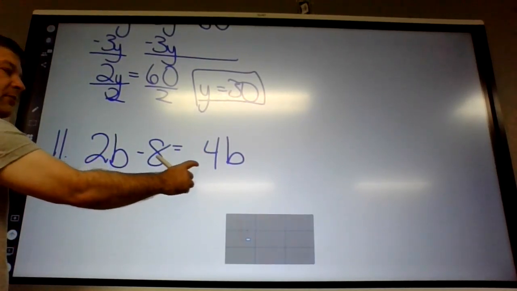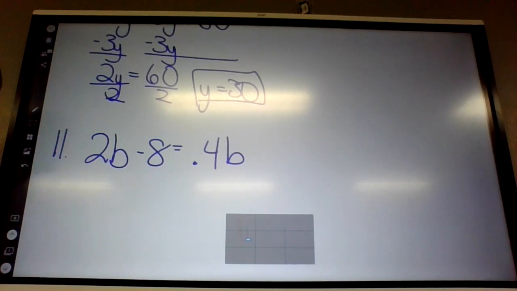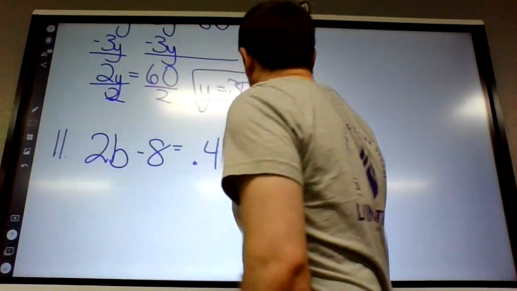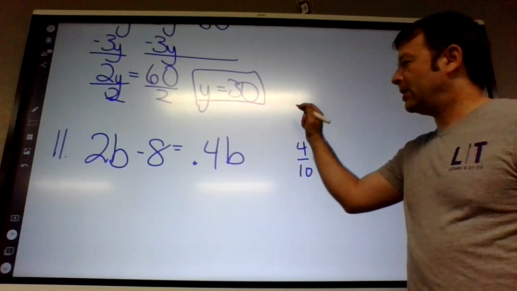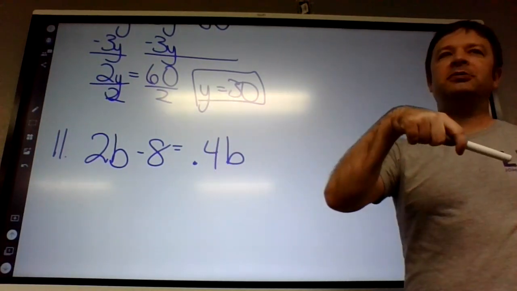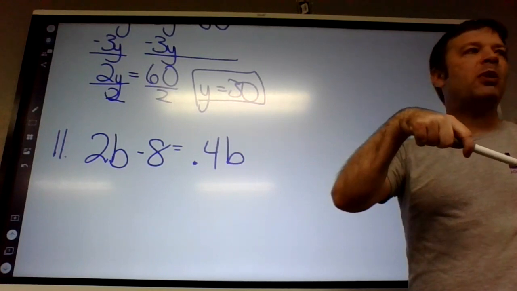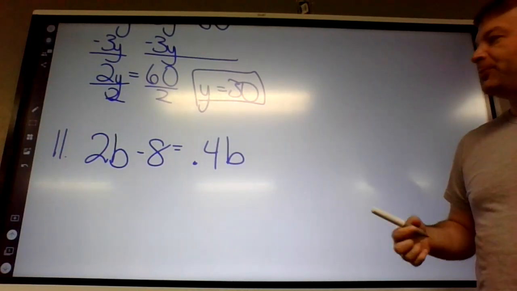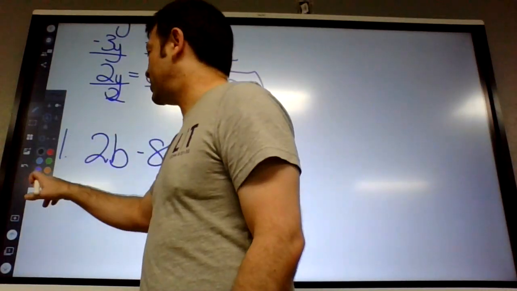Do you guys know how to get rid of this decimal on the 0.4? What's something we could do? Put it over 10. Well, yeah, it's 4/10. I'm not going to do that, though. How could I turn 0.4 into just 4? Multiply by 10. So what happens when I multiply everything by 10?